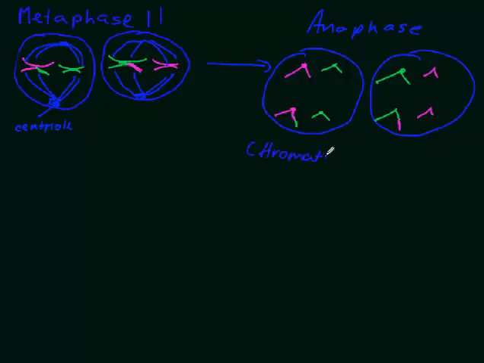So chromatids move away from the equator to either pole.